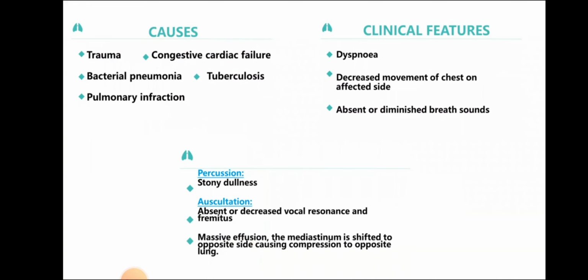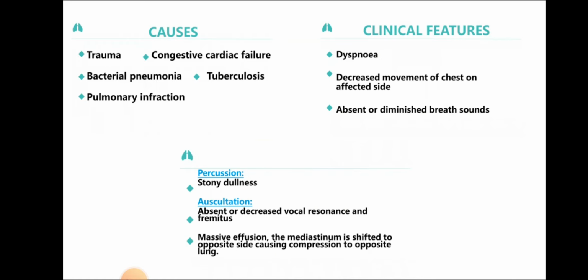The clinical features include breathlessness, dyspnea, decreased movement of the chest on the affected side, and absent or diminished breath sounds. On examination, percussion reveals stony dullness. Auscultation reveals absent or decreased vocal resonance and fremitus. In cases of massive effusion, the mediastinum is shifted to the opposite side, causing compression of the opposite lung.